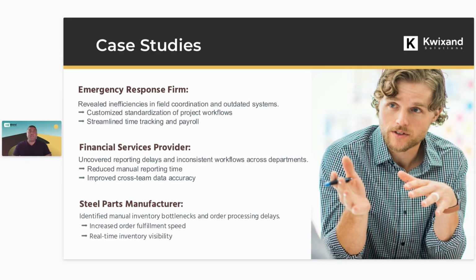With this final case study about a steel parts manufacturer, the manufacturer was facing order delays and inventory issues. Discovery revealed that their processes were still largely manual, which was creating bottlenecks. With that insight, we implemented changes that sped up order fulfillment and gave them real-time visibility into inventory. That's a game changer in manufacturing, where timing and accuracy are everything.